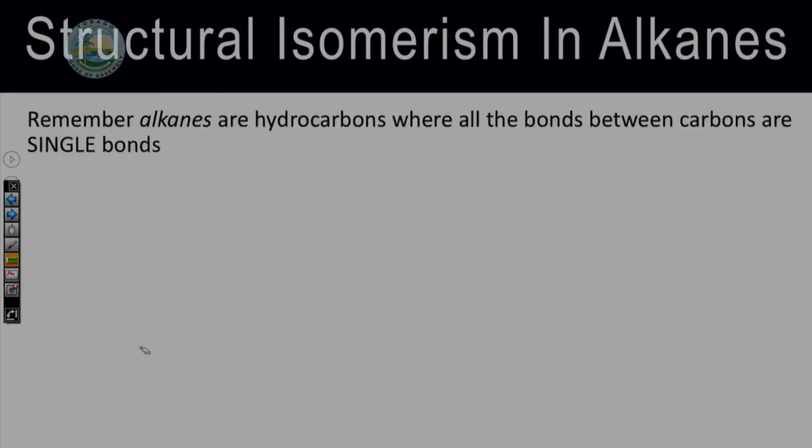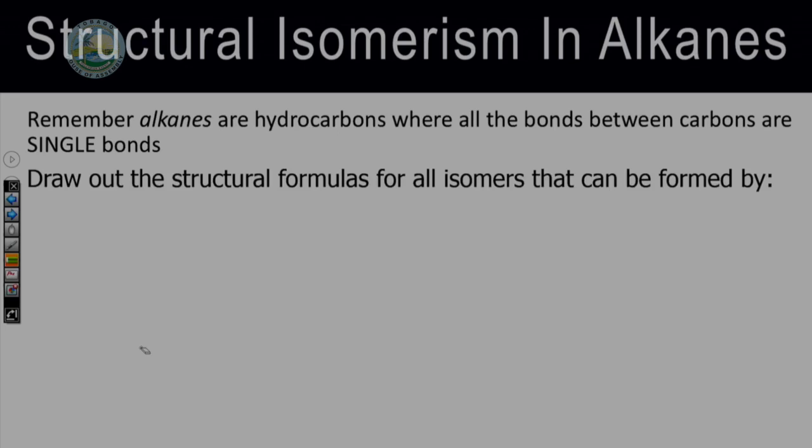So, structural isomerism in alkanes. So let's look at them. Remember, alkanes are hydrocarbons where all the bonds between carbons are single bonds. All right? So we're going to draw out some structures. We're not going to draw all of them. We're going to just look at those and see if we can have structural isomerism for each of them. So let's look at the first one.